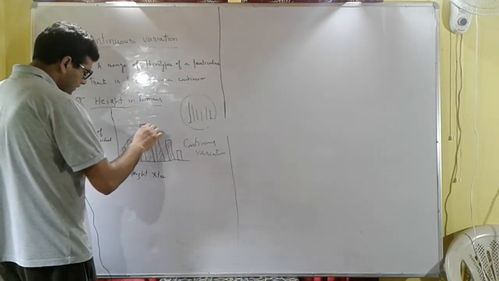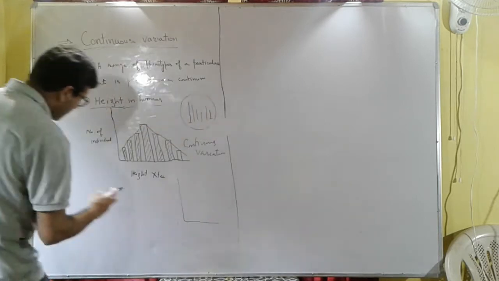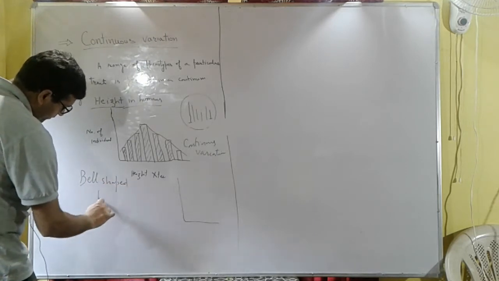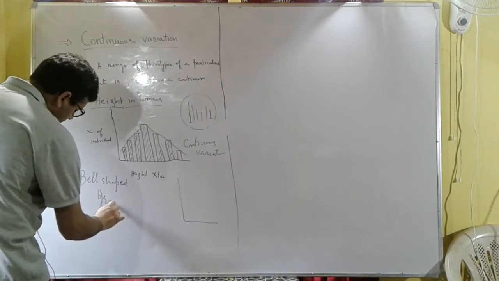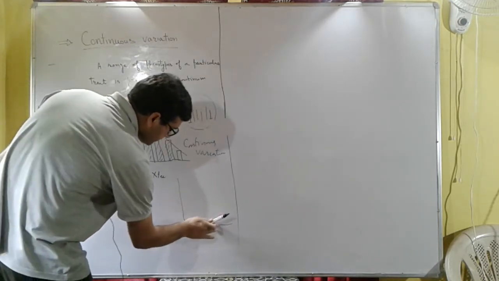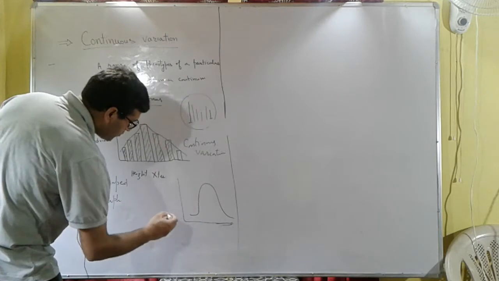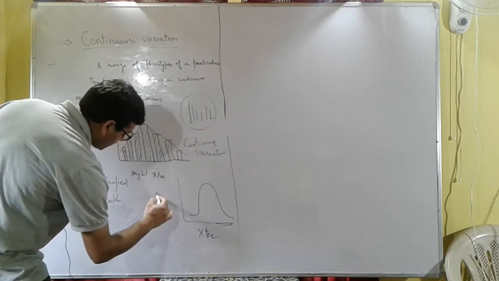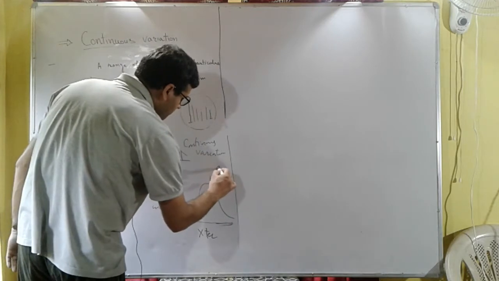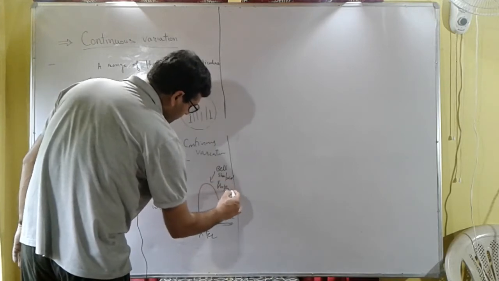So it would be like this. That means in continuous variation we have a bell-shaped bar graph. So it would be like this. Here the axis is the character and this is the number of individuals. Now this is the bell-shaped graph for continuous variation.